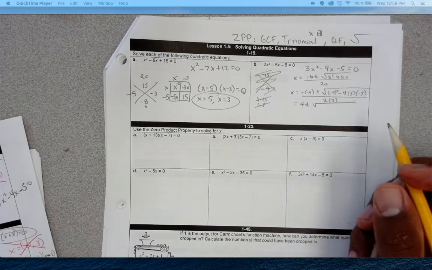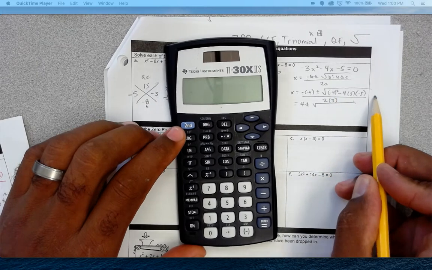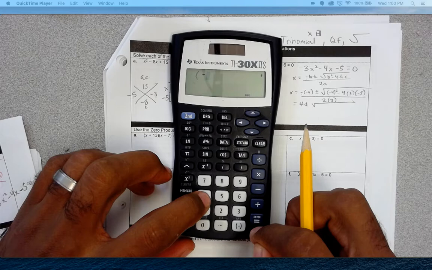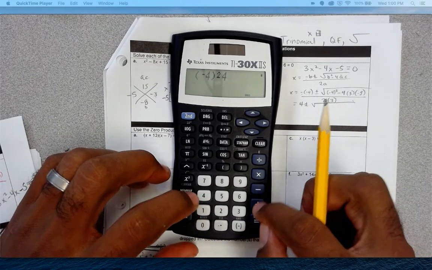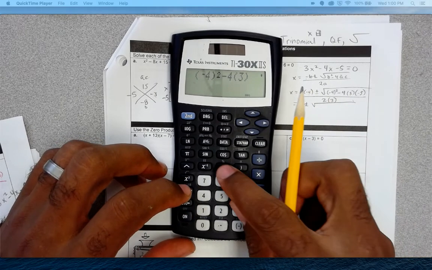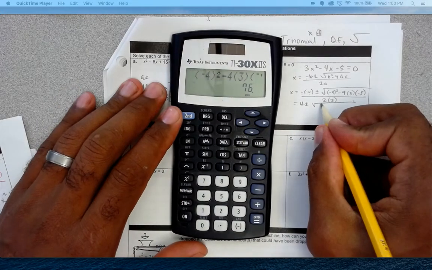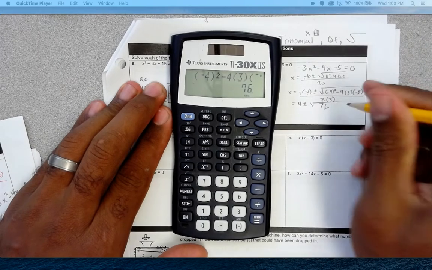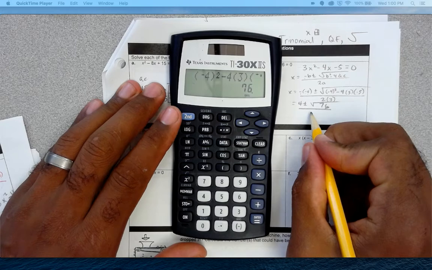Okay, now the next thing I'm going to do is take up my calculator, and I'm going to calculate everything inside of that, which actually has a funny name. It's called the discriminant. -4 squared, then -4 times 3 times -5. Okay, so that's going to be 76, actually, so I don't need to make this all that big. Okay, so 76 goes on the inside, and then on the bottom, the denominator, I'm going to have 6, 2 times 3.